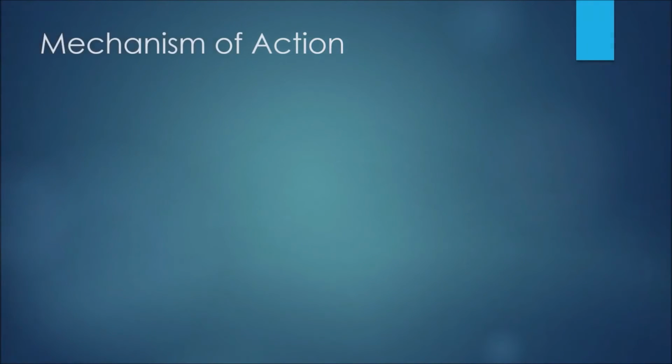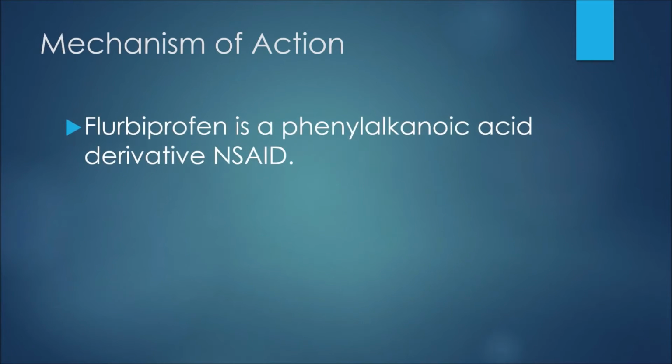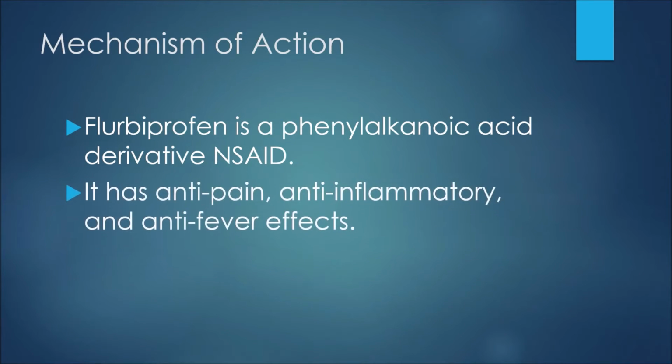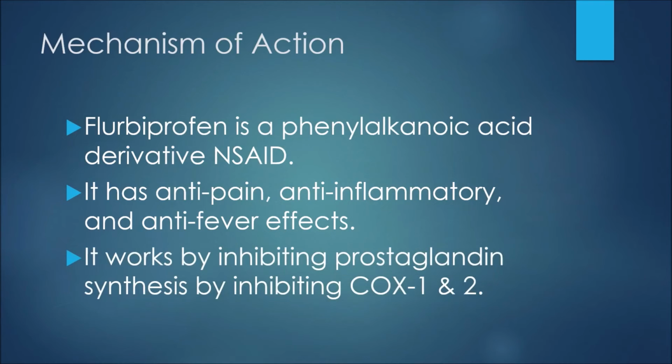So the first thing to discuss here would be the mechanism of action, or how this medication works. So Flurbiprofen is a phenylalkanoic acid derivative, NSAID, or non-steroidal anti-inflammatory drug. It has anti-pain, anti-inflammatory, and anti-fever effects. It works by inhibiting prostaglandin synthesis by inhibiting COX-1 and COX-2.